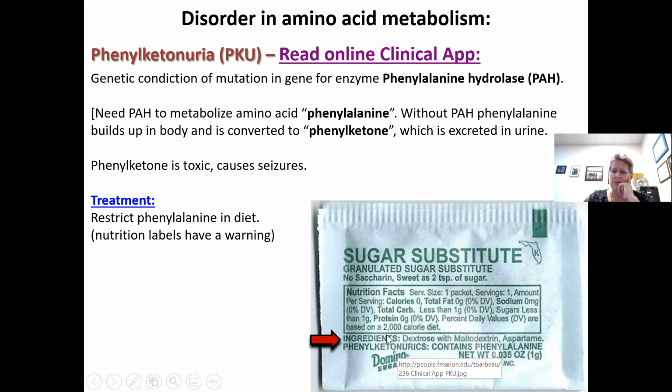And since it's so dangerous, if you look at the back of most products you buy in the grocery store, they will have a dietary warning, and they say, people with phenylketonuria, warning, this product contains phenylalanine, so don't consume it. Okay. All right.